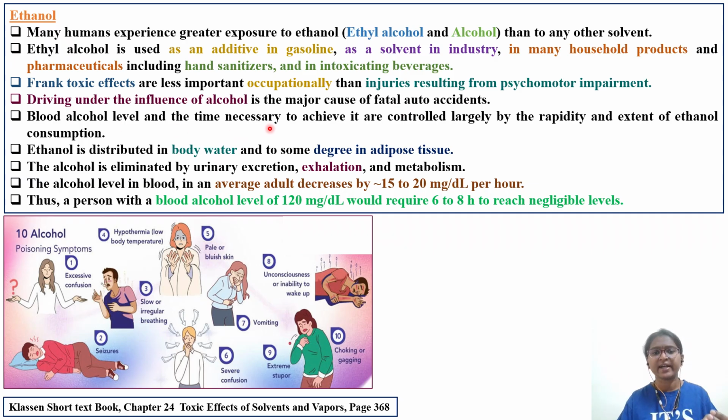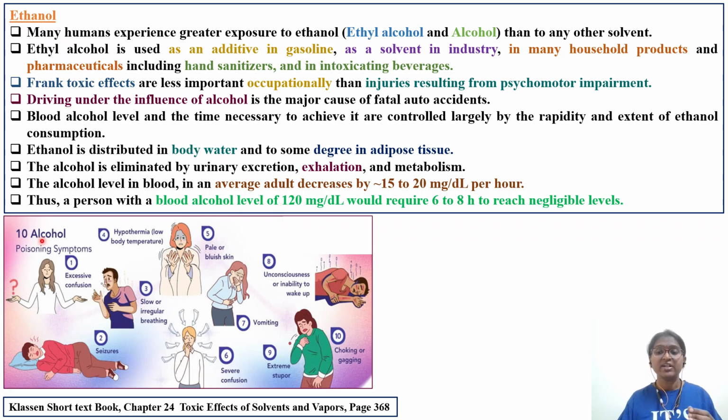Blood alcohol level and the time necessary to achieve it are controlled largely by the rapidity and extent of ethanol consumption. This is again very important. Whenever you read about any chemical, you have to look at the kinetics: how often you are taking it, that is the exposure, how much amount, what is the time, how much is getting metabolized, and how much is removed from your body. These factors determine how to mitigate the poisoning. Similarly for ethanol, how much you consume, how much is metabolized and how much is excreted are very important parameters.